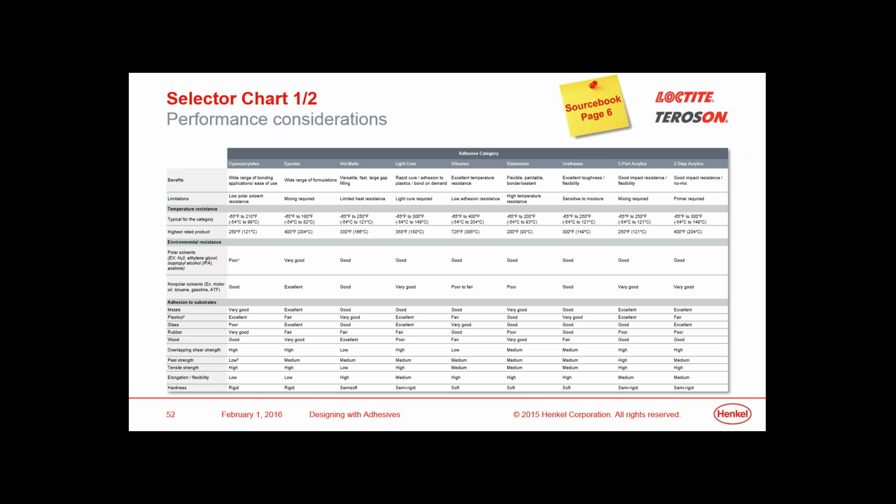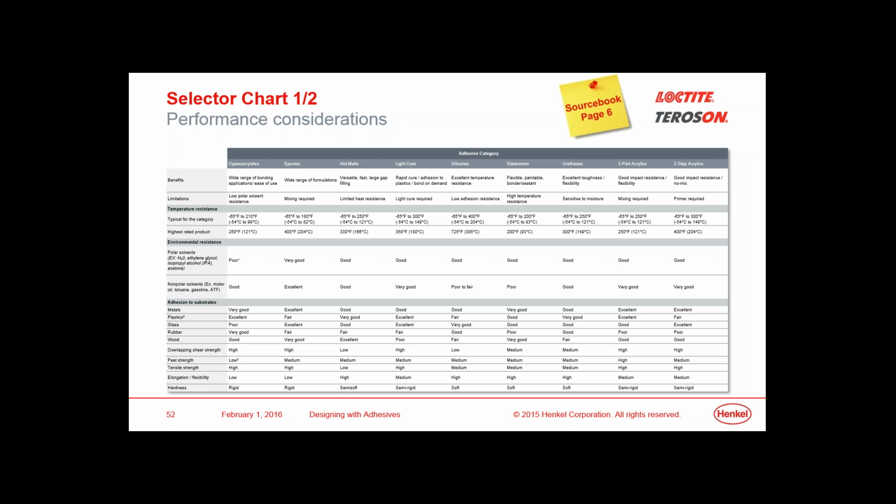In one of the first few pages of our adhesive source book, we have two charts. One of those charts we call performance considerations, and in this chart we show each of the 8 basic types or general types of adhesives. We start out with the primary row of information you're going to see, which is the temperature resistance. This gives you the typical for the category and then the maximum for the category. Temperature is oftentimes an important selection criteria in deciding which adhesive is going to be used.